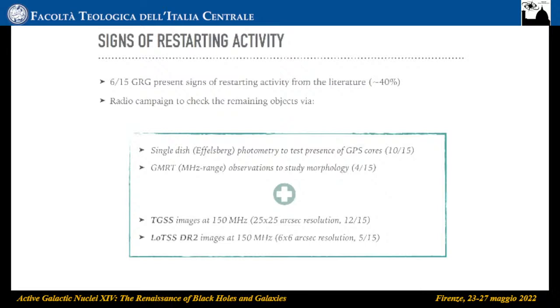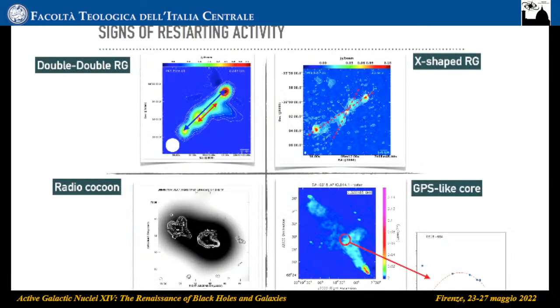And also at lower energies, we collected some GMRT observations. And fortunately, at the same time, new radio surveys were delivered. So we could count on TGSS observations and LoTSS DR2 observations in the megahertz range to study the extended morphology of the lobes. So when you look for signs of restarted radio activity, you can have different indicators of this, okay?